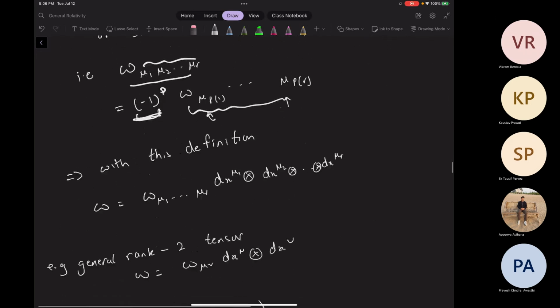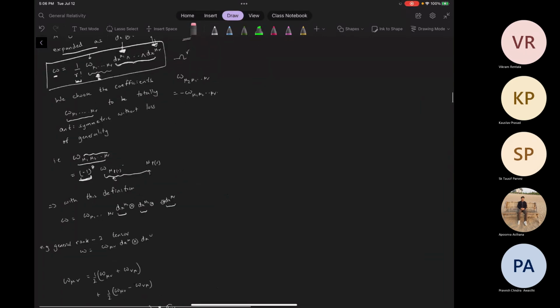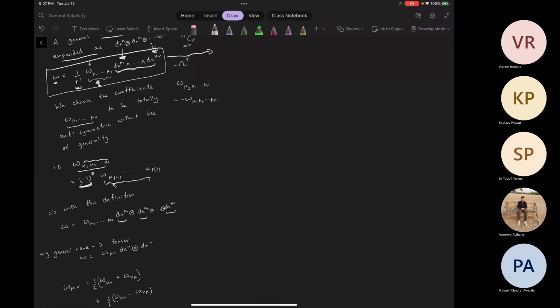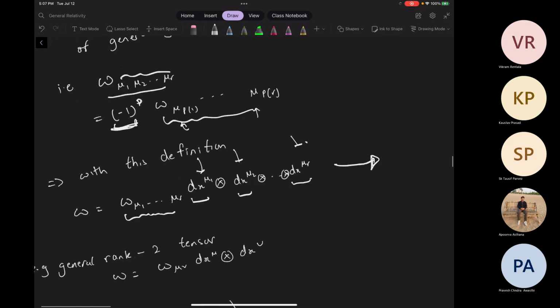Then this is by definition equal to dx mu1 tensor dx mu2 tensor dot dot dot tensor dx mu r, but without the 1 by r factorial, and now I just have the omega mu1 through mu r. So if you see what we've done here, initially we had a wedge product, now we just have a tensor product. What happened to the anti-symmetry of these mu1 through mu r? That anti-symmetry is already guaranteed by the anti-symmetry of the coefficients. So if we choose the coefficients to be fully anti-symmetric, then this becomes automatically totally anti-symmetric when I sum over the mu1 through mu r.